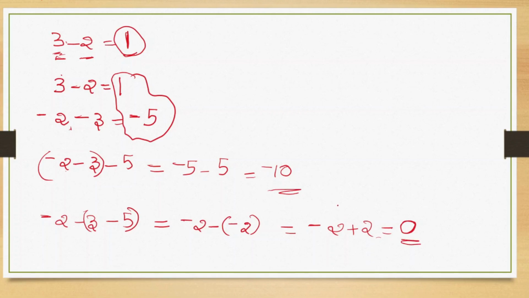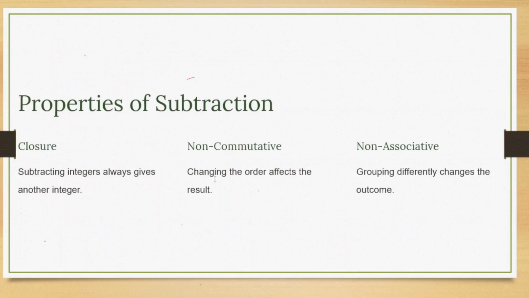That is, if we change the grouping, the result will not be the same. So we can conclude that in the case of subtraction, it is non-associative.